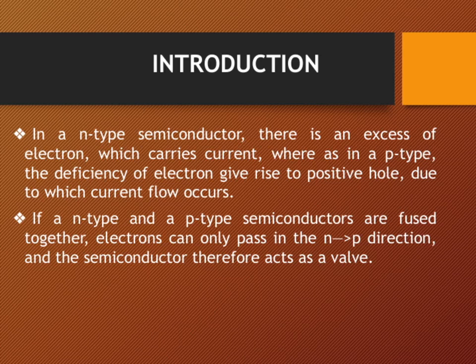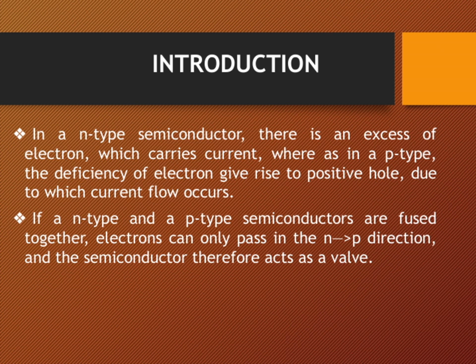In an N-type semiconductor, we have an excess of electrons, which are the primary carriers of current. These free electrons move easily and conduct electricity efficiently. On the other hand, in a P-type semiconductor, there's a deficiency of electrons, which creates positive holes. These holes act as positive charge carriers, allowing current to flow as electrons jump into these holes.